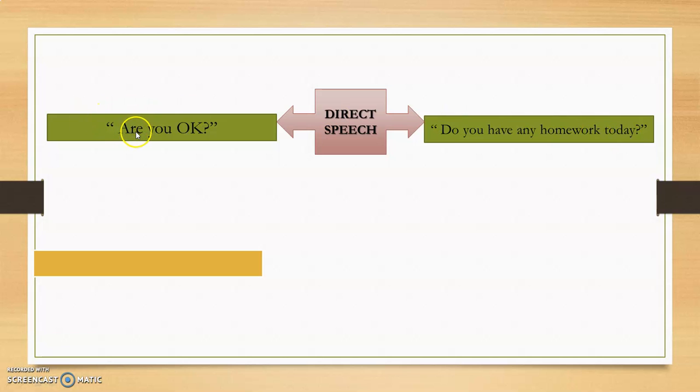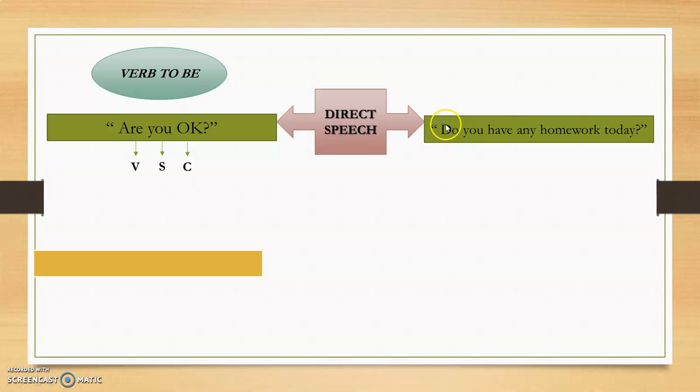Now, check please the structure. This word is the verb. You is the subject. And the word okay is the complement. On this occasion, we don't have an auxiliary because we are working with the verb to be. And remember, the verb to be doesn't need auxiliaries. Another example is, "Do you have any homework today?"